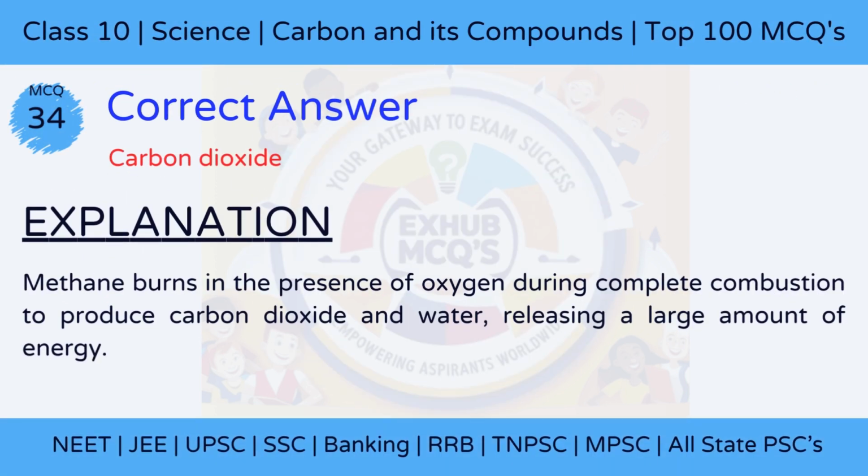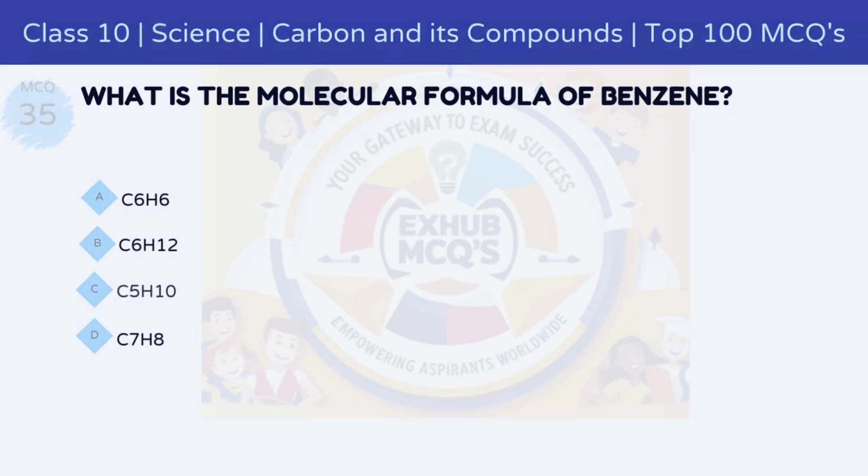The correct answer is option B, carbon dioxide. Methane reacts with oxygen during complete combustion to produce carbon dioxide and water, releasing a significant amount of energy as heat and light.